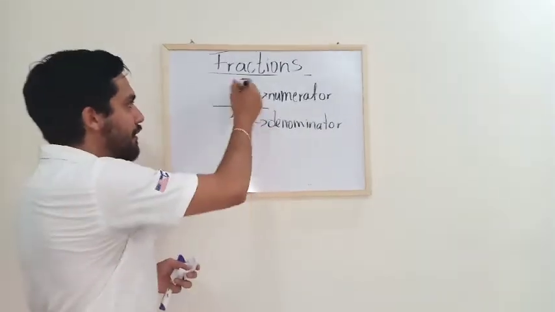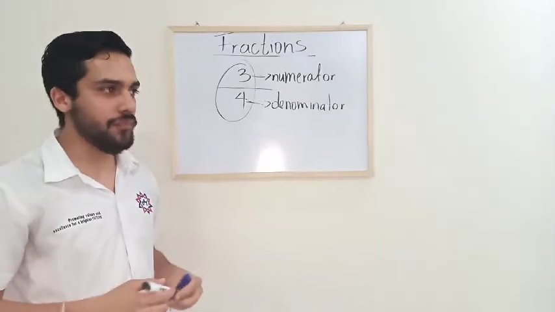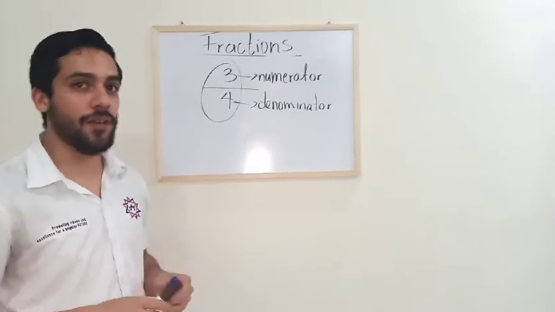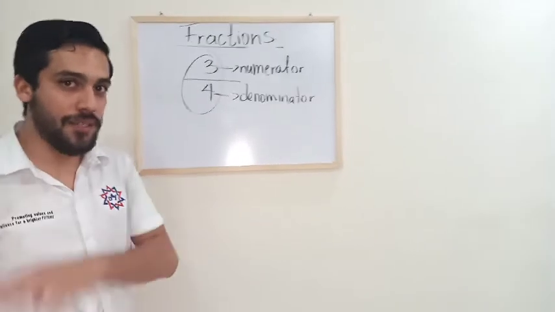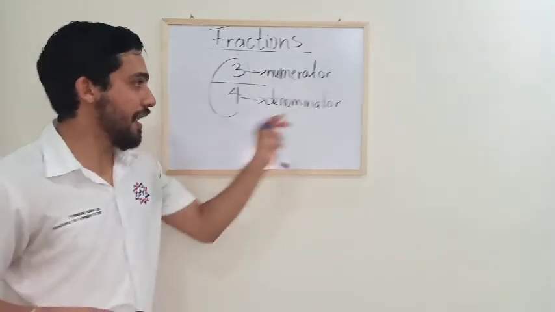So basically, that's what a fraction is, all right? So just keep in mind what I told you before. A fraction is a part of something, all right, of an object. And they have two parts, numerator and denominator.